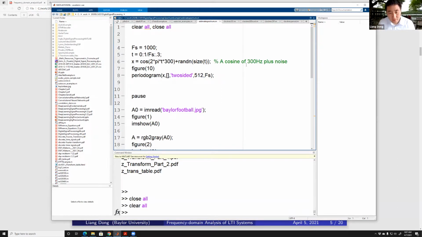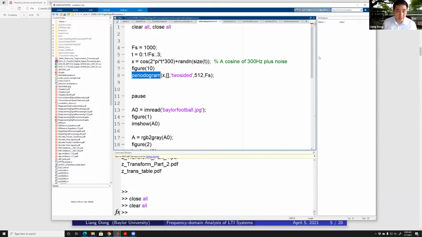Today we are going to look at, first, a very simple example to show you the power spectrum. For the power spectrum, there's a command in Matlab called periodogram. It's going to show you the power spectrum, which is capital X squared. Therefore, we don't have the phase information of the frequency domain signal. We only have the amplitude.